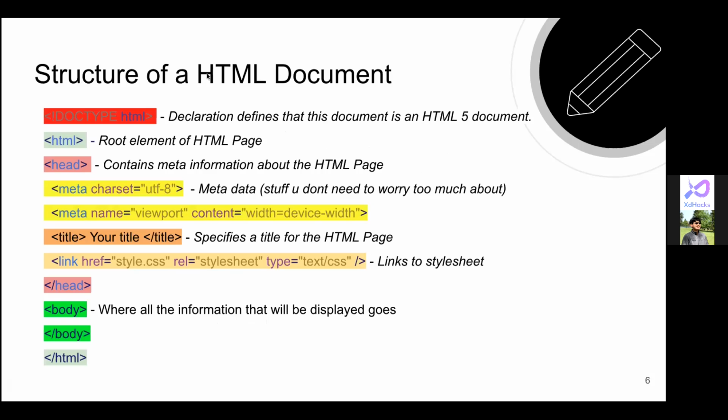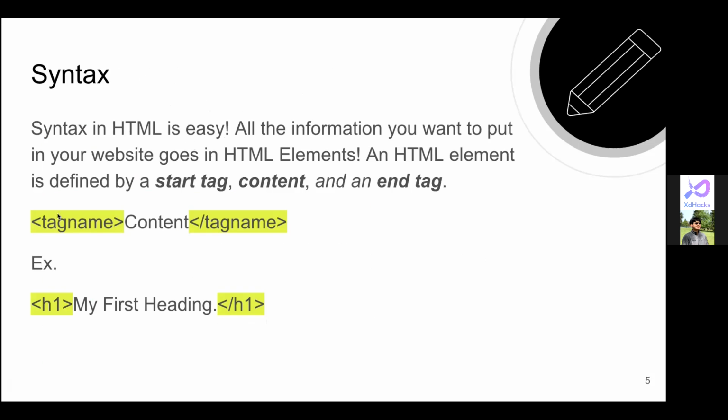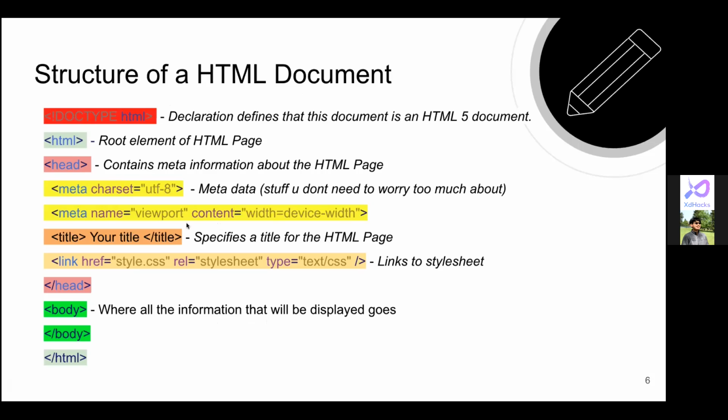So here's the structure of an HTML document. A lot of this you actually don't need to know and is more of a copy and paste kind of thing. However, I'll go over it. Doctype HTML. This declaration defines that this document is an HTML5 document. HTML is the root element of the HTML page, as shown here, with the HTML tag name and the end tag. And this is the content in between those tags. And the head tag contains meta information about the HTML page. So this stuff you don't really need to worry about too much.